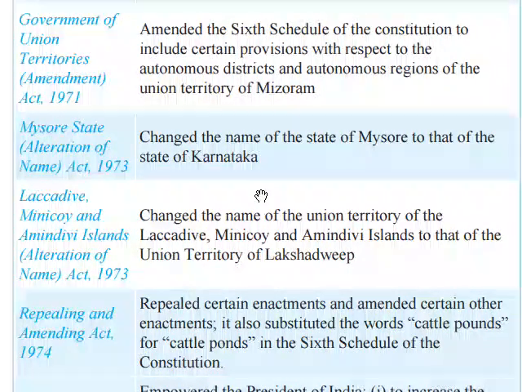Mysore State Alteration of Name Act 1973 changed the name of the state of Mysore to that of the state of Karnataka. Lakshadweep, Minicoy and Amindivi Islands Alteration of Name Act 1973 changed the name of the Union Territory of Lakshadweep, Minicoy and Amindivi Islands to that of the UT of Lakshadweep.